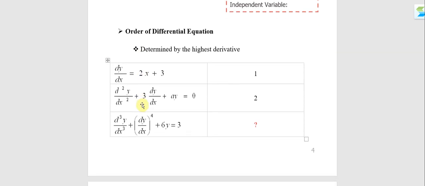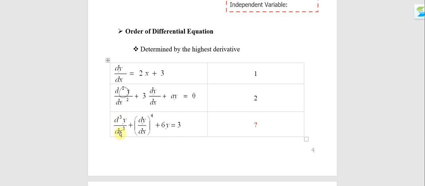Now we go to the order of a differential equation. The order of a differential equation is determined by the highest derivative. Let's say you see this equation. Which one is the highest derivative? dy dx, it is just dy over dx, so the order is 1. For the second equation, you have d square y over dx square plus 3 dy over dx. This is the highest derivative, and the order is 2. Why 2? Because it depends on the highest derivative.